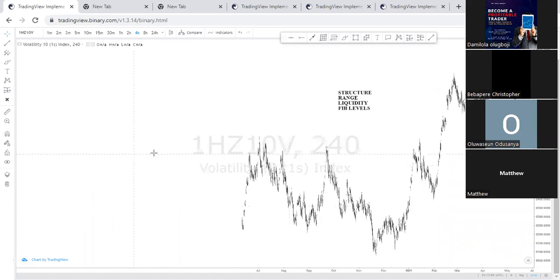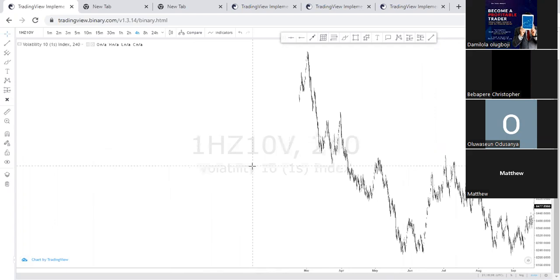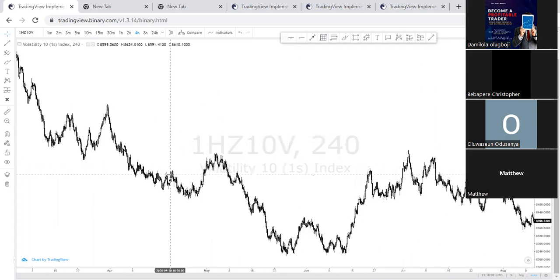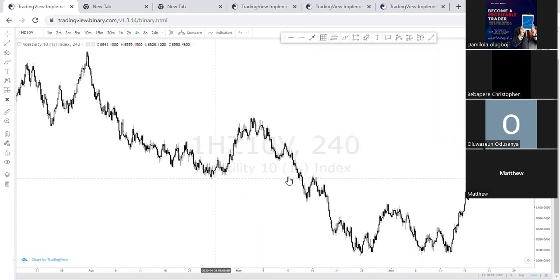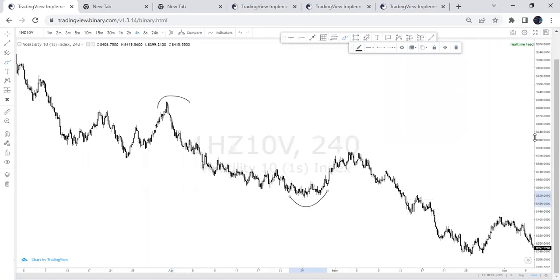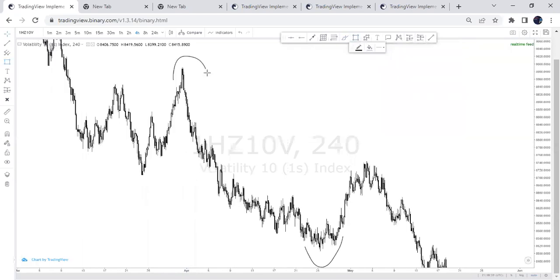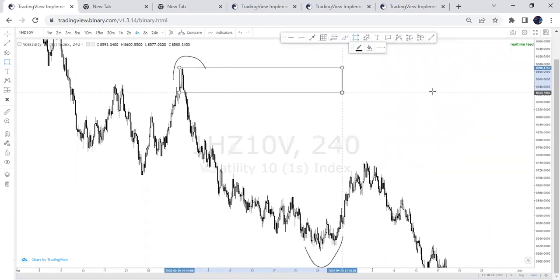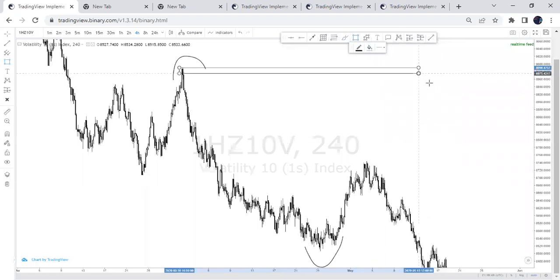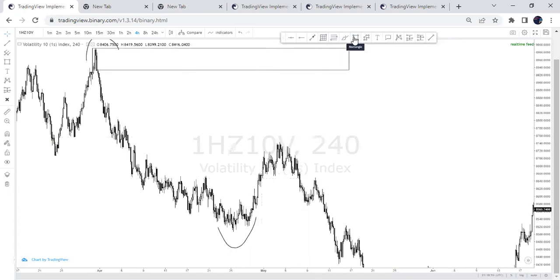Okay. All right, so now, based on structure, let's just start from here. We had this lower high and this lower low. Okay, now, if we were to trade this guy, we would have been looking at this area, all right? But then they didn't come all the way up. So let's check why they rejected from here.